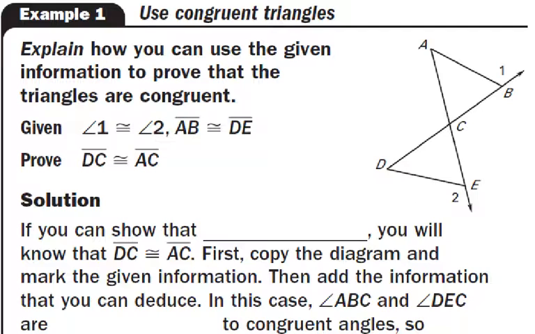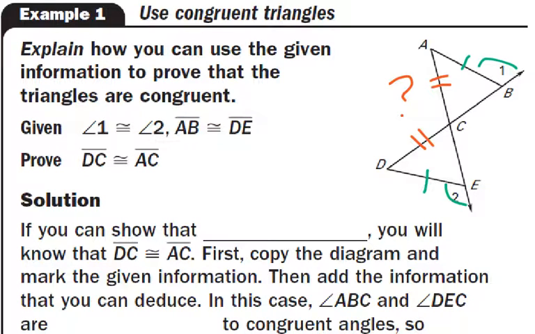Alright, so example 1. Explain how you can use the given information to prove that the triangles are congruent. Now we know angle 1 is congruent to angle 2. And again, always mark your picture as you're doing the proof. So angle 1 is congruent to angle 2. Segment AB is congruent to segment DE. They want us to prove that DC is congruent to AC. Now I'm going to mark that in red. So we don't know that. That's what we want to show.